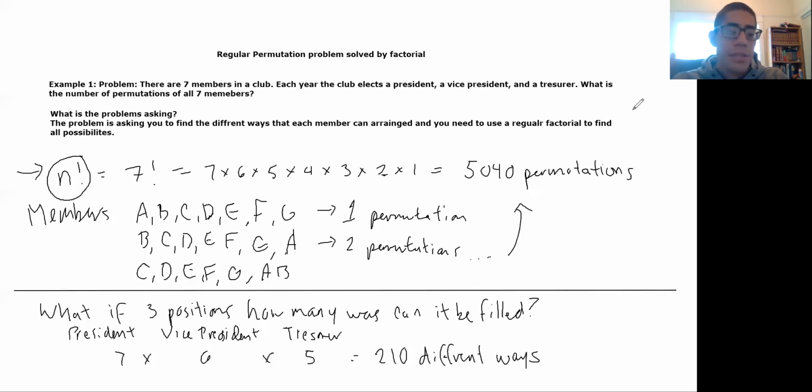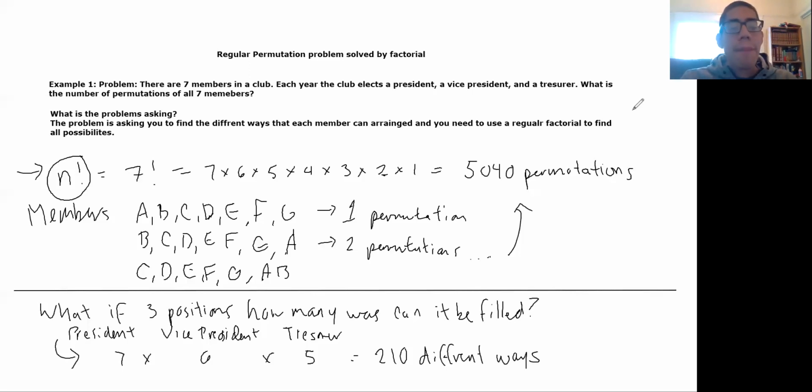Remember, you're trying to find a president, a vice president, and a treasurer. That's three different positions, and there are 7 people. So what are the different combinations of people that can fill those roles? Well, you have to think of it like this. In order to pick a president, you have 7 potential people in the club who could be president. So that's 7 possibilities. That's why I wrote president, and I have 7 right there.